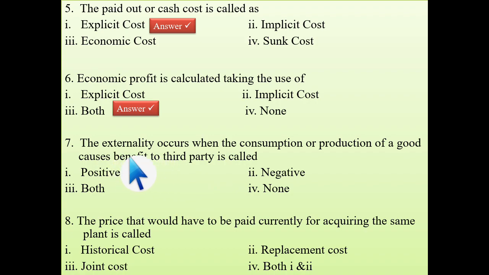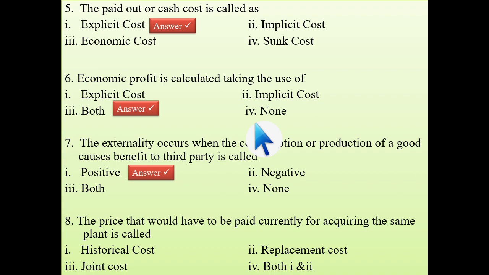Okay. Seventh question, the externality occurs when the consumption or production of a good causes benefit to a third party. Benefit means obviously it will be positive externality. One example we can say, if we plant honeybee culture, and in the nearby field there is a sunflower plant, both will get benefited. That is called positive externality.